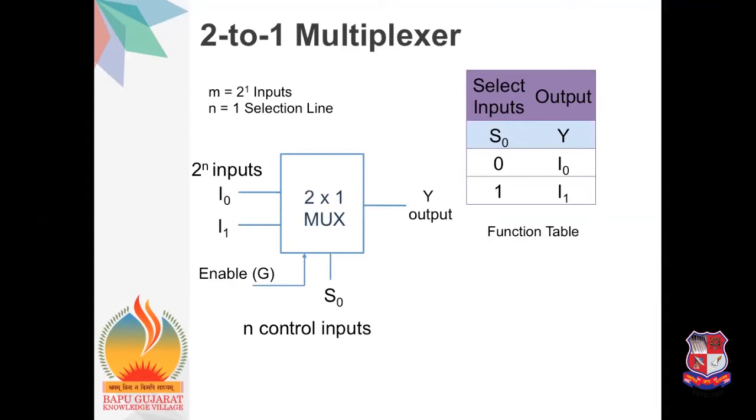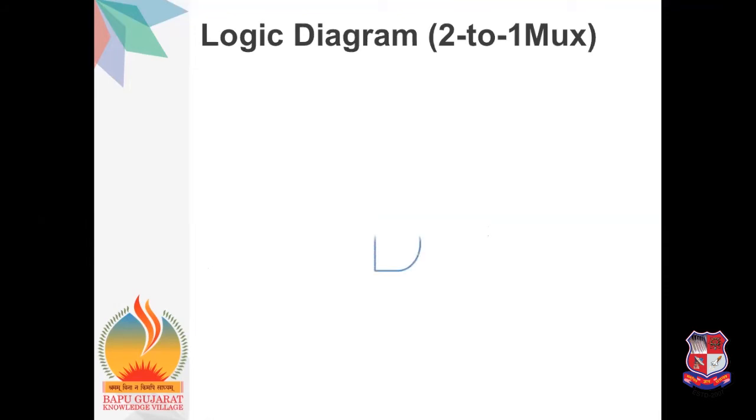So based on this function table, we can easily write down the logic expression for this 2 to 1 multiplexer. So logic expression for the 2 to 1 multiplexer: Y equals, here from the function table, S0 value is 0 for the output I0. So here Y equals S0 dash I0 or S0 I1. So this is the logic expression for the 2 to 1 multiplexer.